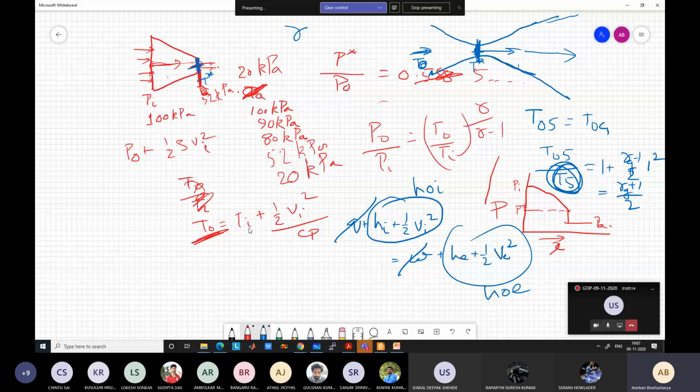Stagnation temperature remains constant. So velocity increases means static temperature is decreasing, right? So static temperature is highest at the inlet, so speed of sound is highest at the inlet. Speed of sound is actually decreasing in the nozzle.